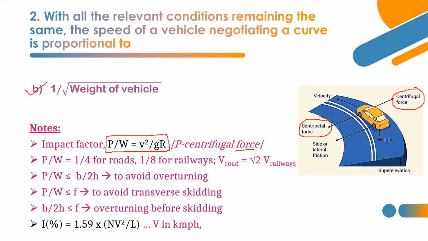So typical values for roads and railways are given like this: 1 by 4 for roads and 1 by 8 for railways.